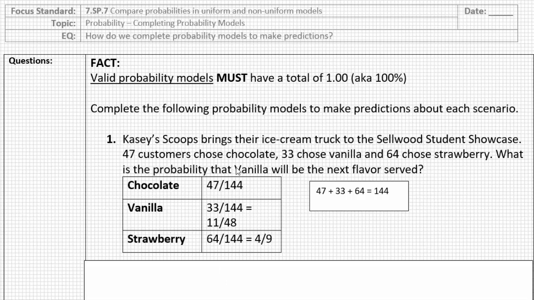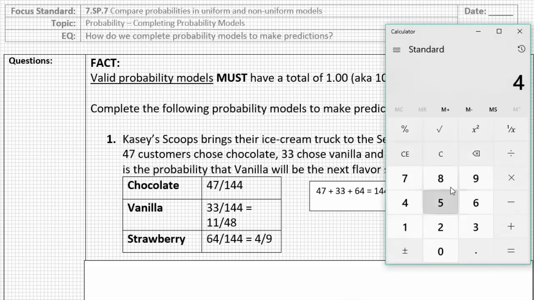They're asking specifically for vanilla, and so it looks like 11 out of 48 is what we would expect for people to want vanilla, but sometimes that fraction isn't as helpful. So we're going to turn that fraction into a decimal. Let's clear our work from before and take 11 divided by 48. And we get this decimal.